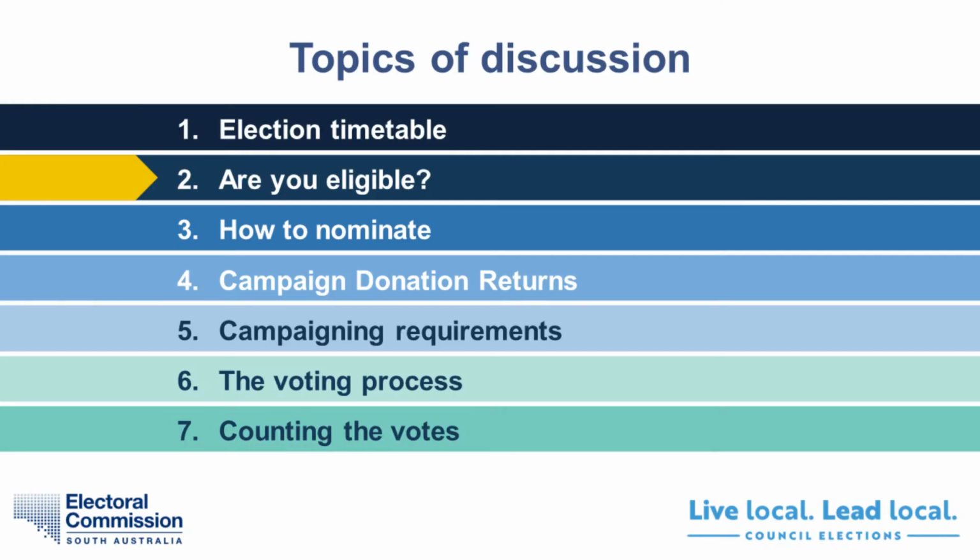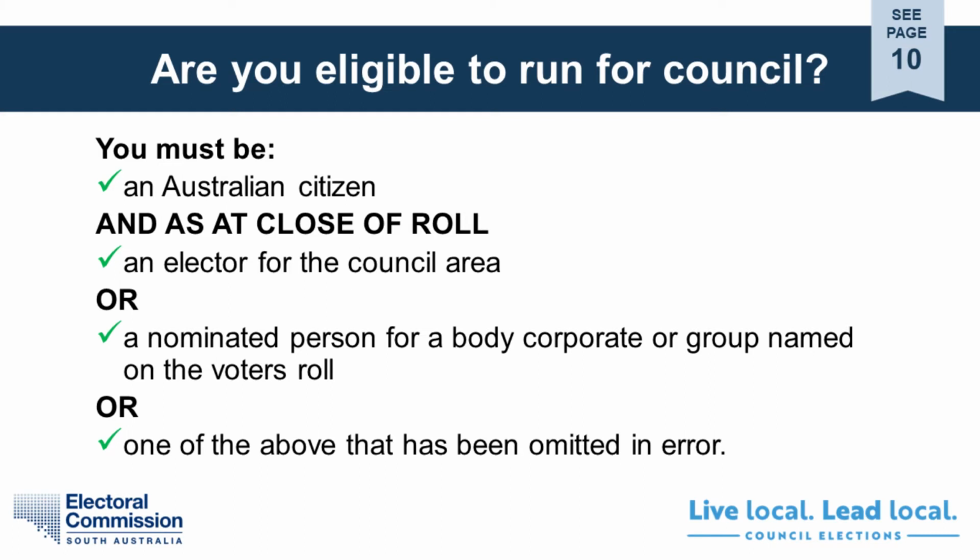So now, let's move on to our second topic. Are you eligible to nominate as a candidate? To be eligible to run for council, you must be an Australian citizen, and at the time of the close of roll, you must also be an elector for the council area or a nominated person for a body corporate or group, either of which has its name on the voters' roll for the area. Changes to legislation mean that the term nominated person replaces the term designated person.